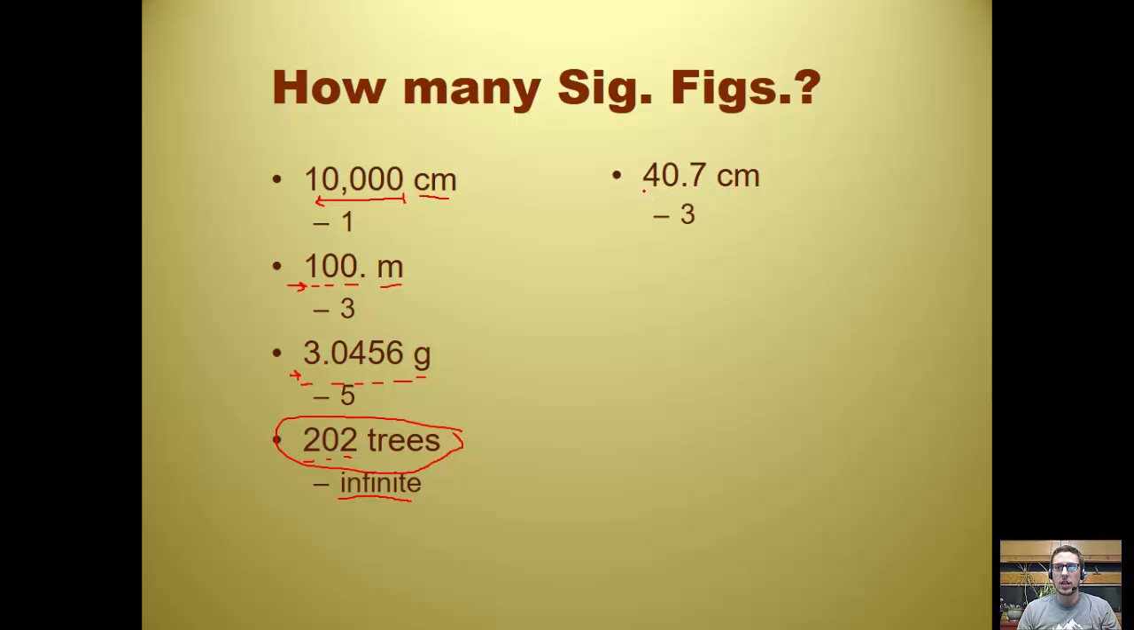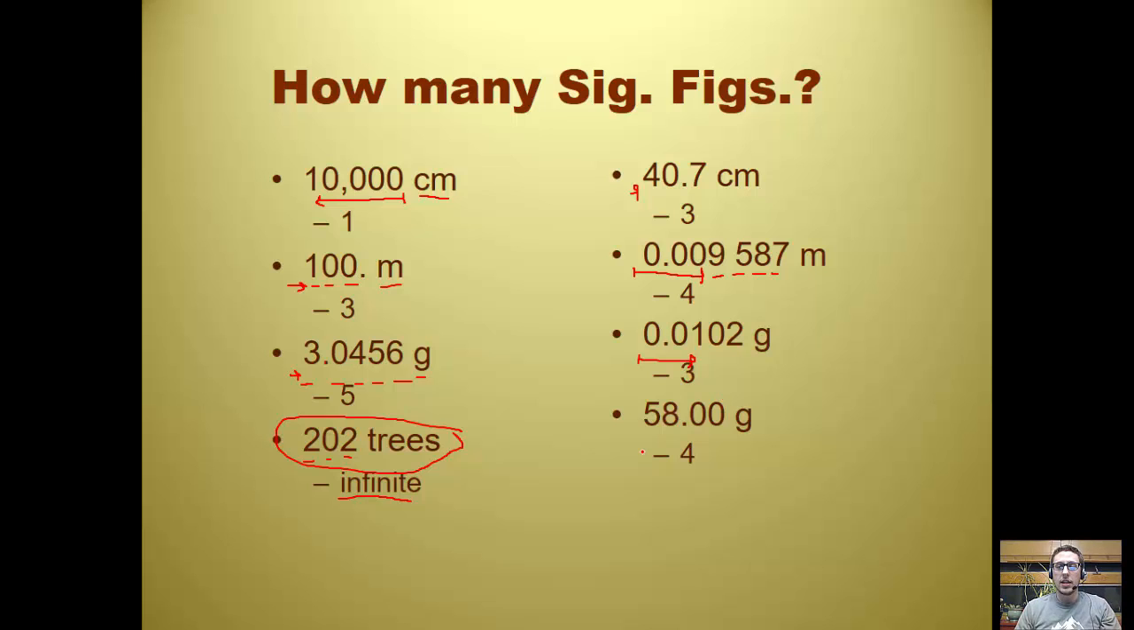4.07 has 3. Again, we'd start over here. This has 4. Let's think about this. Okay. Remember, these leading zeros don't count. We would start over here. Nothing, nothing, nothing. First one, 9, is our first non-zero, so these 4 are significant. This is 3, same reason. Start here, move. This one, this one, this one is significant. 3. And this one is 4. Again, we don't start over here, we start here. 5 is our first non-zero digit. 1, 2, 3, and 4 sig figs.